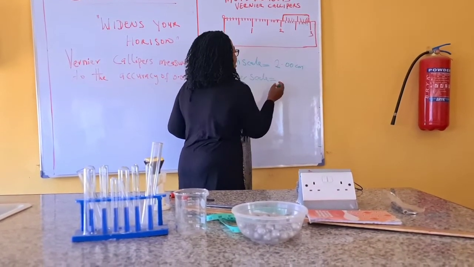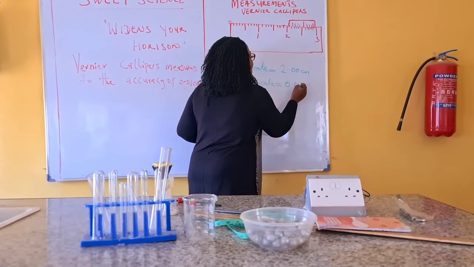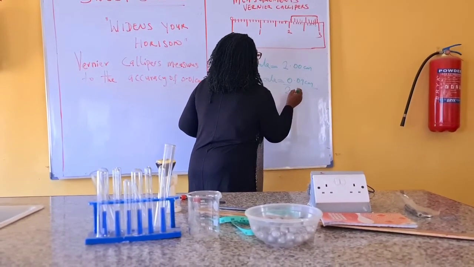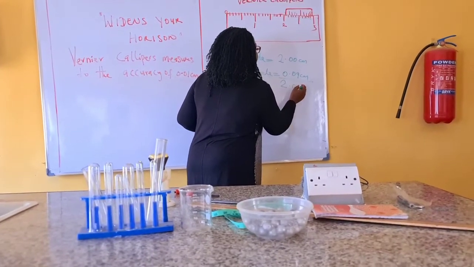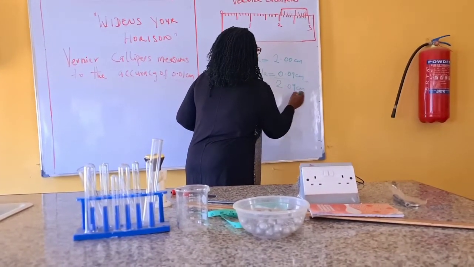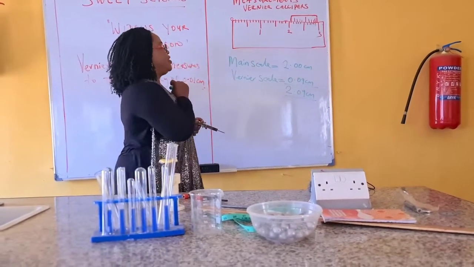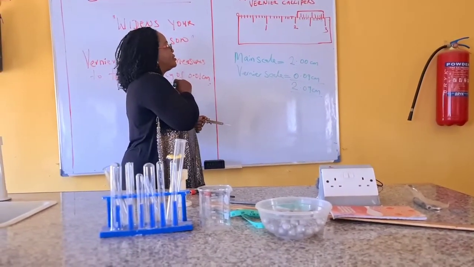So we have 0.09 centimeter. You find the total, it will now give you 2.09 centimeter. That is the reading of this vernier scale drawn on the board.